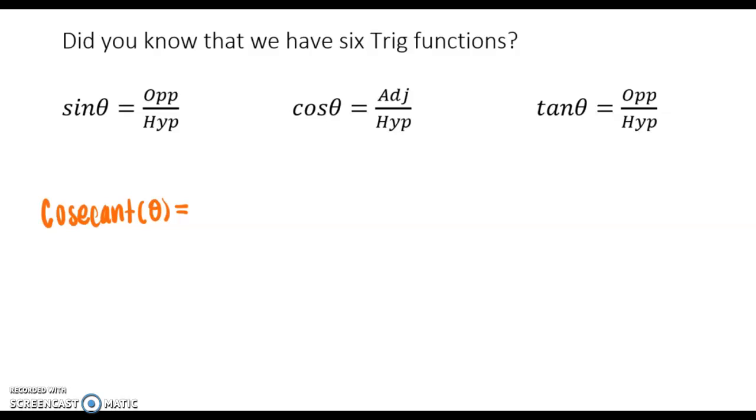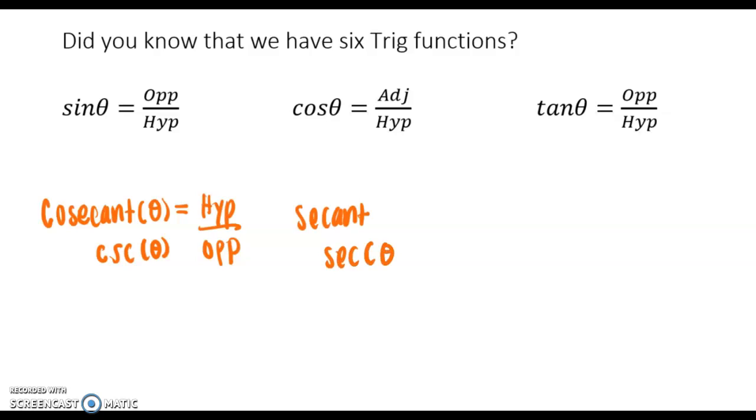And that is equal to, it's a reciprocal function, so we're going to reciprocate the sine. So hypotenuse over opposite. And we could abbreviate this. Instead of saying cosecant, we could say csc of theta. Okay, and the next one is secant. So secant, which we're going to abbreviate as sec, like this.